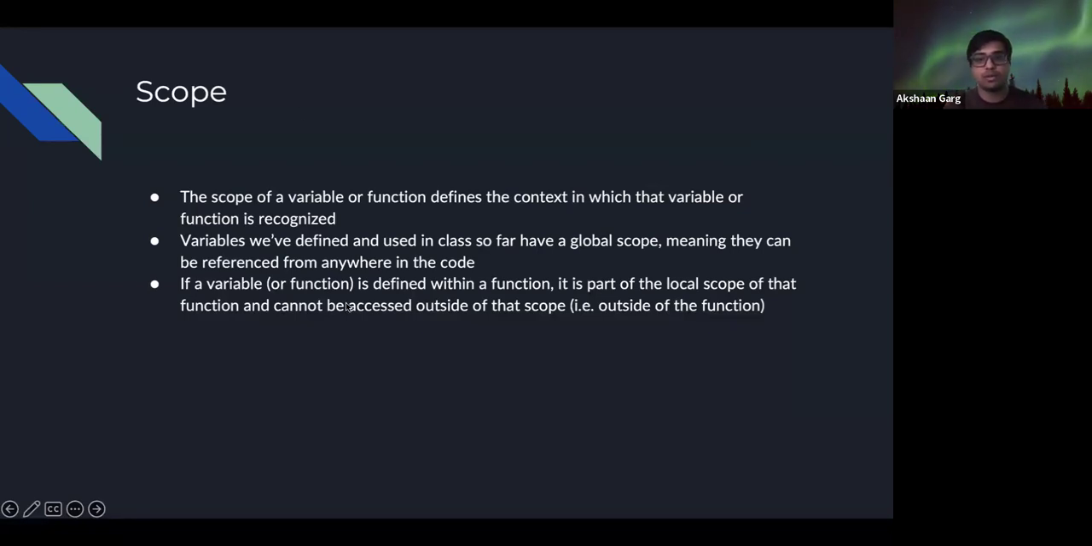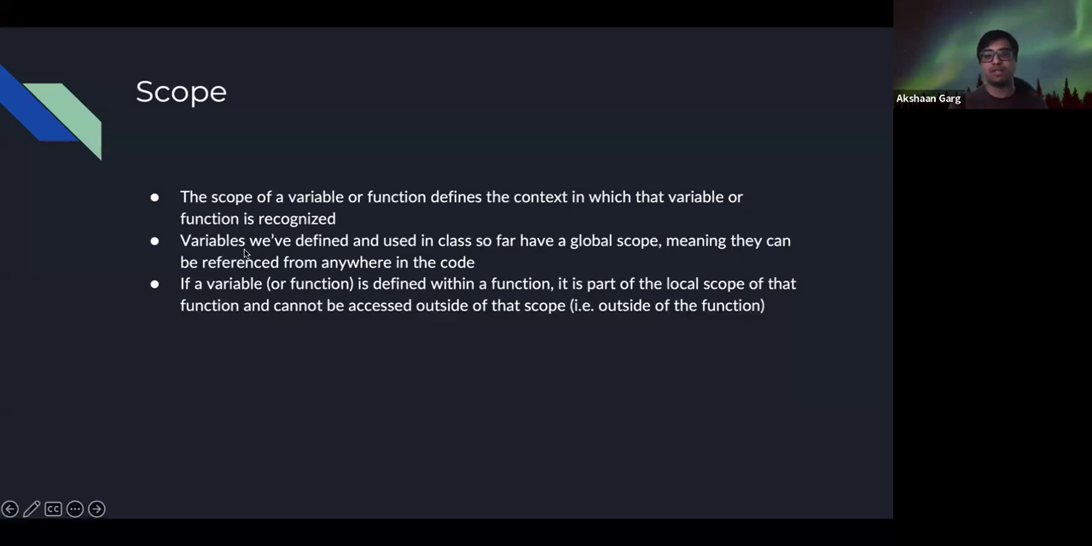So what is scope? The scope of a variable or function defines the context in which that variable or function is recognized, right? So basically, when we define a variable, there's a specific context in which you can use it. We'll see what that means.